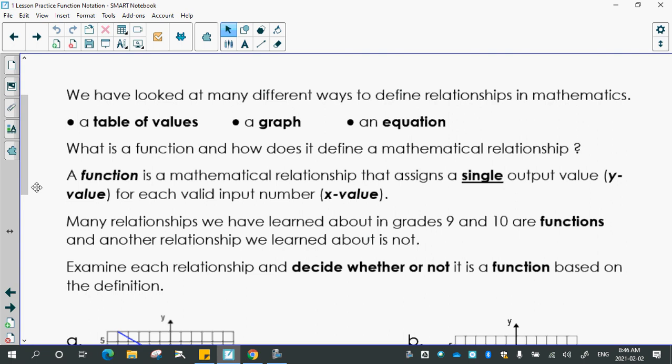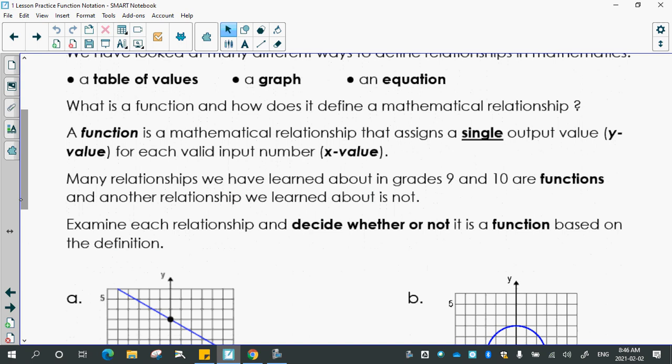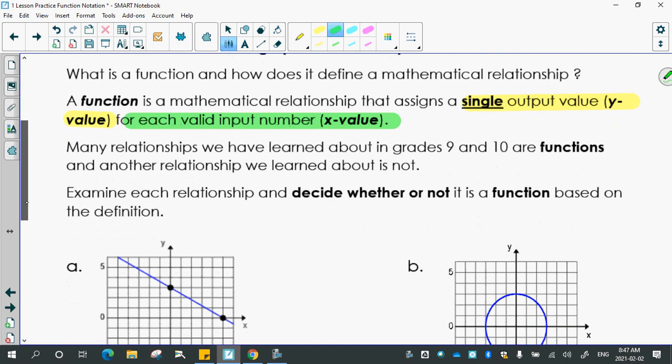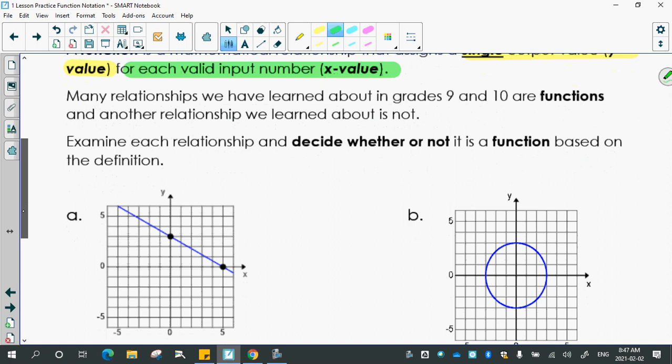A function is another way to define a relationship. Its definition says that it's a mathematical relationship that assigns a single output value, or a y value, for each x value. So for each x value, there's just one y value. Okay? Many relationships we've learned about in grade 9 and 10 are functions, and another one we learned about in grade 10 is not a function. Okay? And we're going to look at the graph right now to help us out.